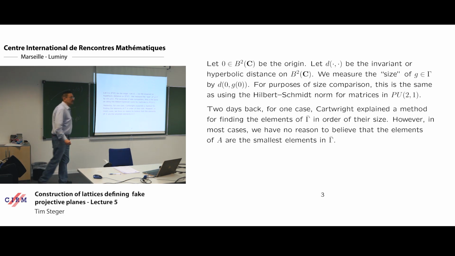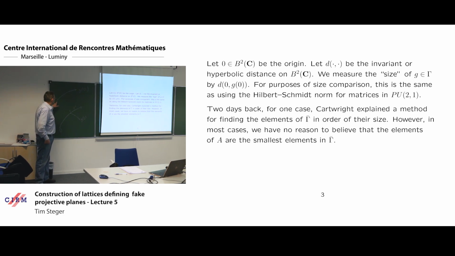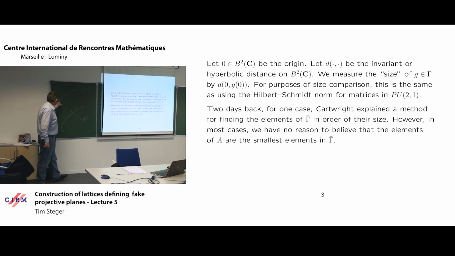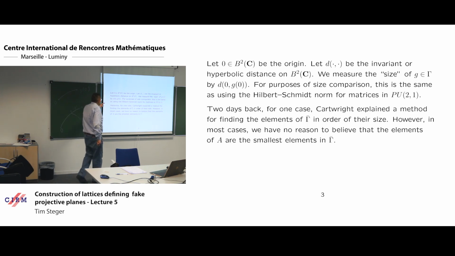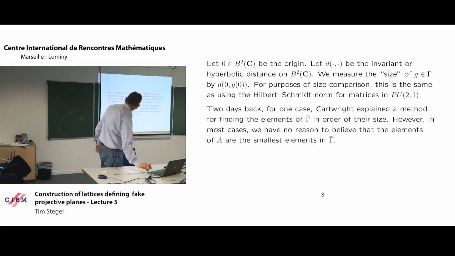So to measure the size of elements, we look at a particular point in the ball, the origin. This is an arbitrary choice, of course. One could use any point as the origin, but we use 0. The size of an element is measured by how far it moves the origin. So it's not the same value, but if you just want to know what's bigger or smaller, this is the same as looking at the Hilbert-Schmidt norm of the matrices. I believe Donald mostly just looked directly at those Hilbert-Schmidt norms, but it doesn't make too much difference.